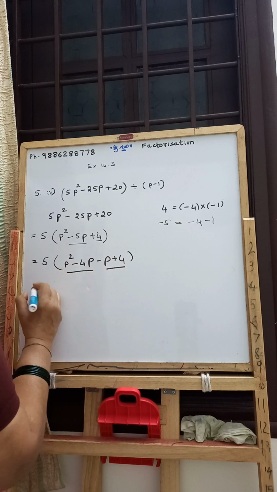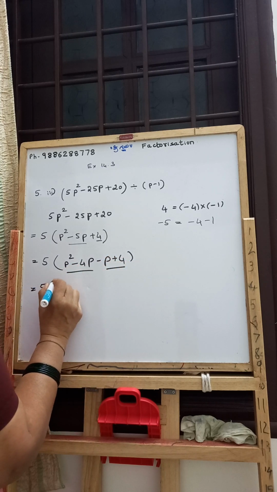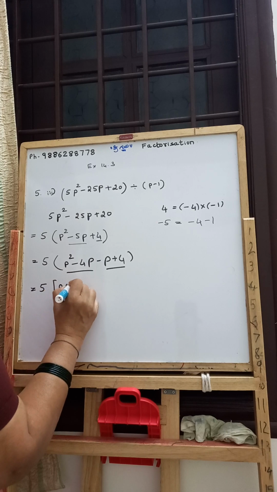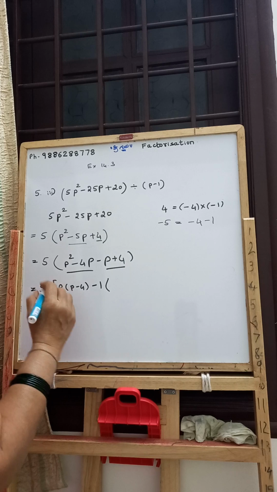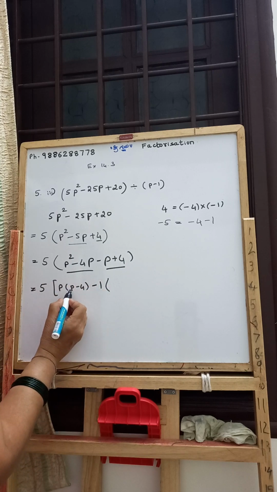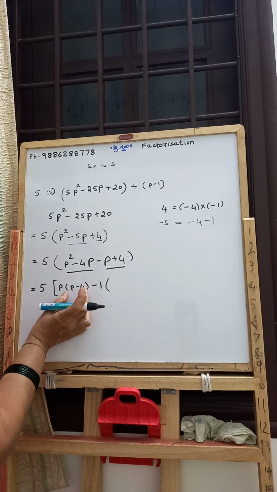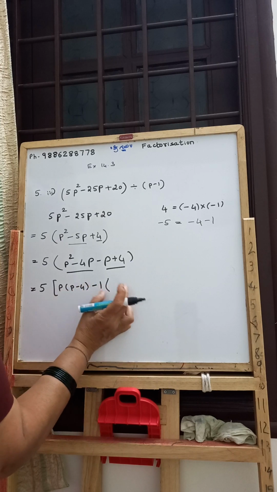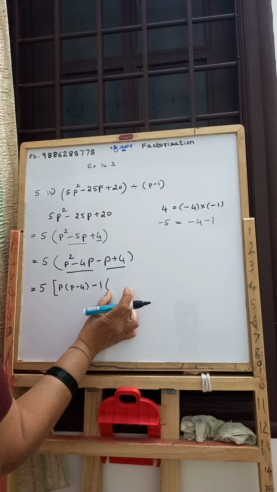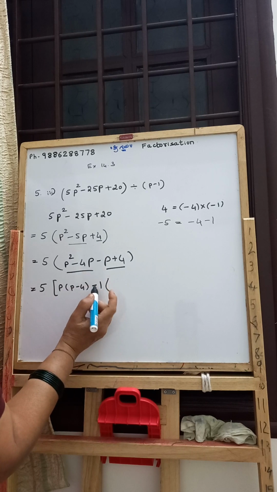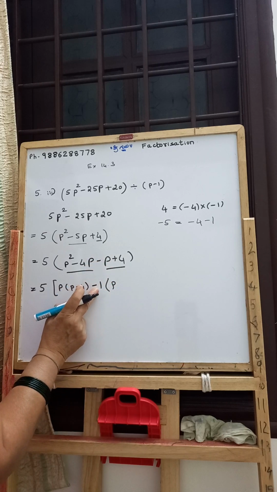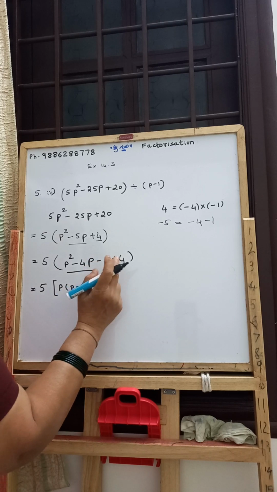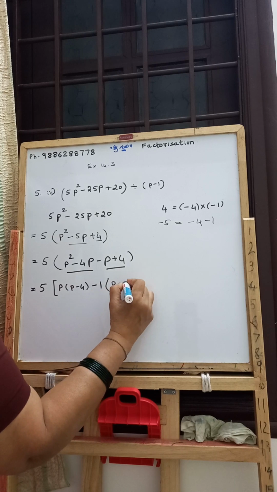Now by grouping, we take the common term as p into bracket p minus 4, minus 1 into bracket. Why do we take minus 1 here? Because p minus 4 is the factor in this term, so we should also get p minus 4 as the factor here. If you take minus 1 outside, you are left with plus p, because minus p divided by minus 1 is plus p, and plus 4 divided by minus 1 is minus 4.